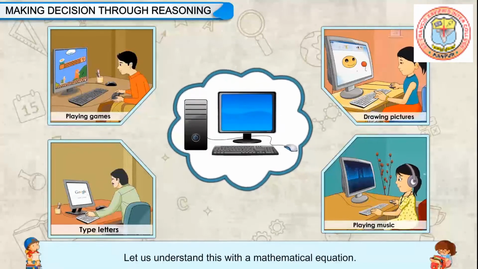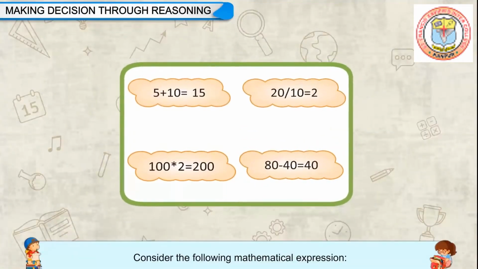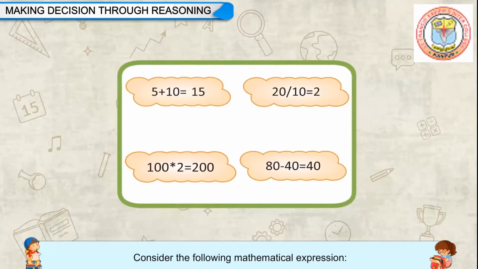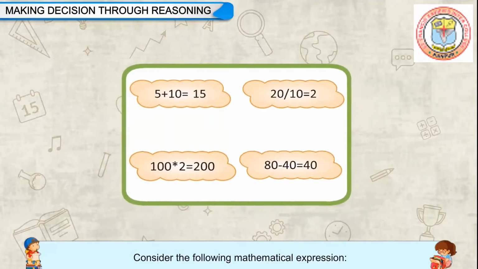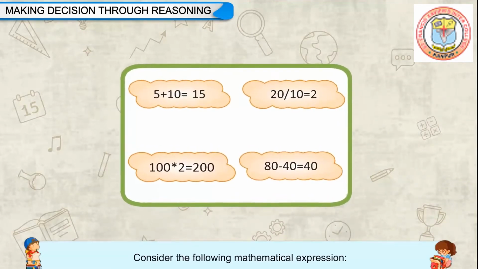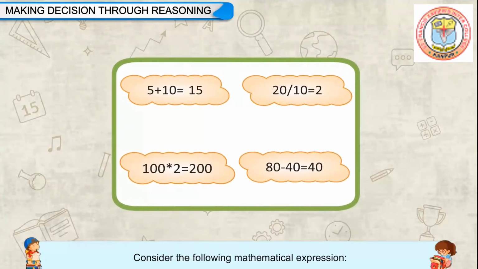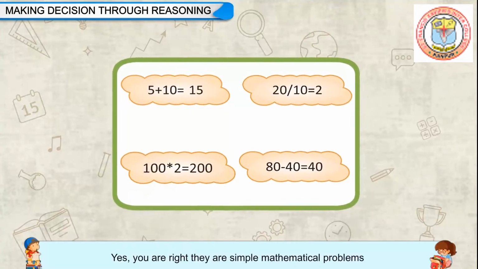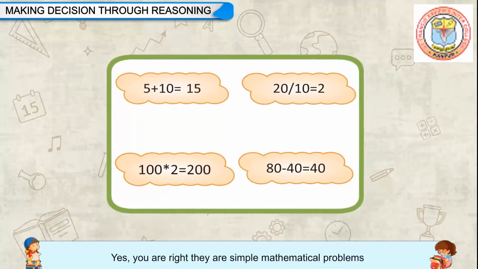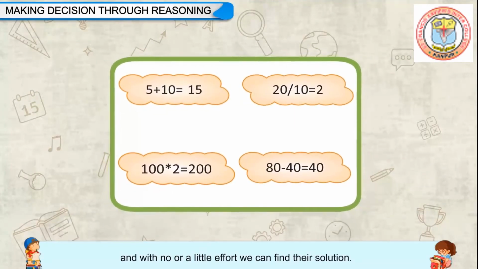Let us understand this with a mathematical equation. Consider the following mathematical expression. 5 plus 10 is equal to 15. 20 divided by 10 is equal to 2. 100 times 2 is equal to 200. 80 minus 40 is equal to 40. Yes, you are right. They are simple mathematical problems and with no or little effort, we can find their solution.